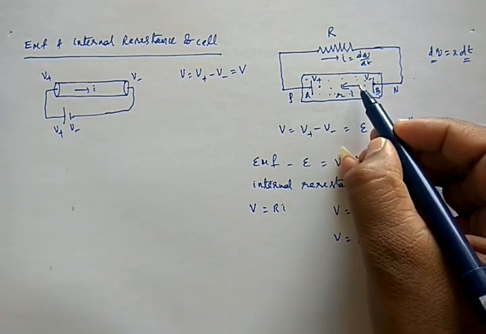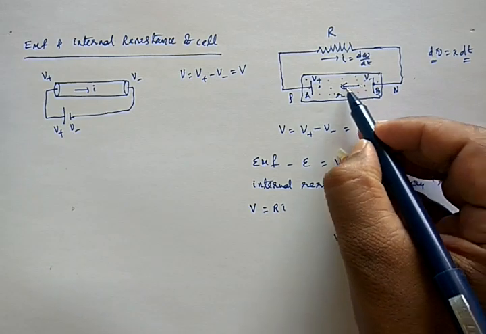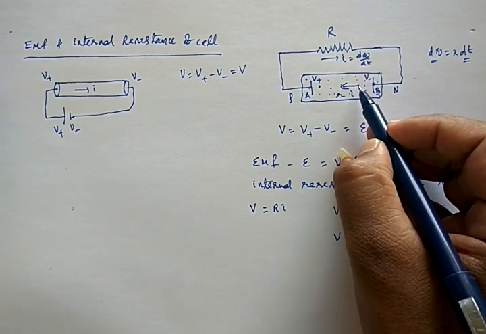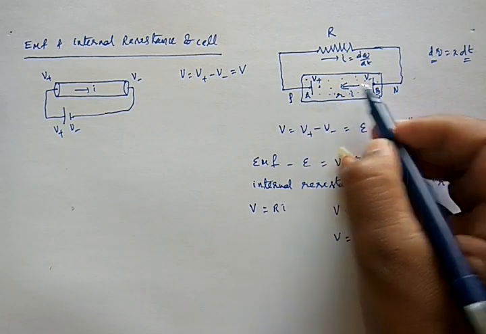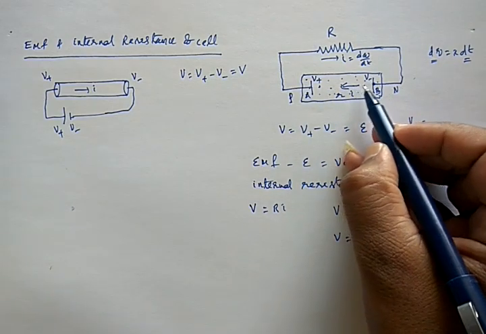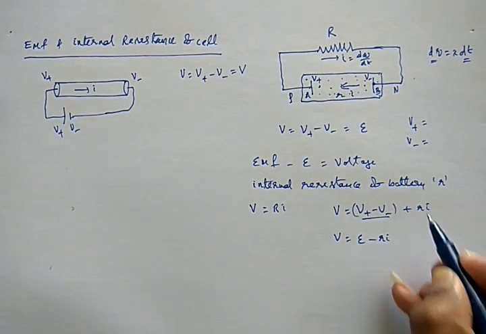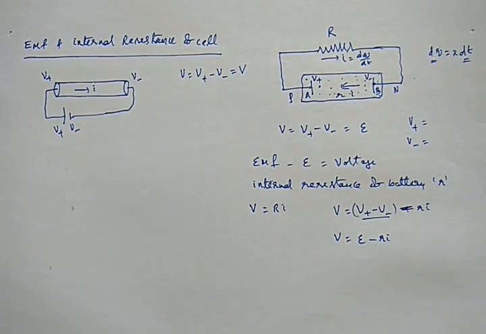And here current is coming in the reverse direction. So it means that because of this current, the voltage difference between these two points will be minus IR, because current is going in this direction. So you get minus Ri. Here also it should be minus IR. So now what is happening, let us look at here.